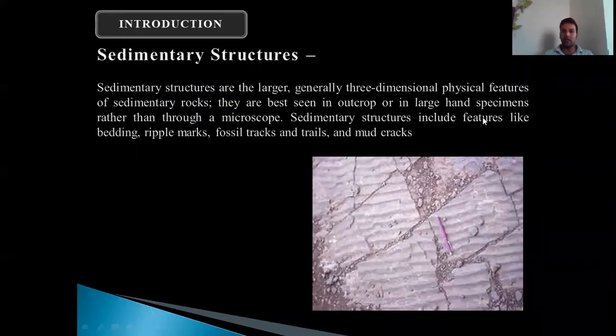Sedimentary structures are the larger, generally three-dimensional physical features of sedimentary rocks. They are best seen in outcrop or in large hand specimen rather than through a microscope. So what actually are sedimentary structures? They are larger, meaning they can be seen by the naked eye, three-dimensional physical features of the sedimentary rocks, and they can be observed in outcrops as well as in hand specimens.